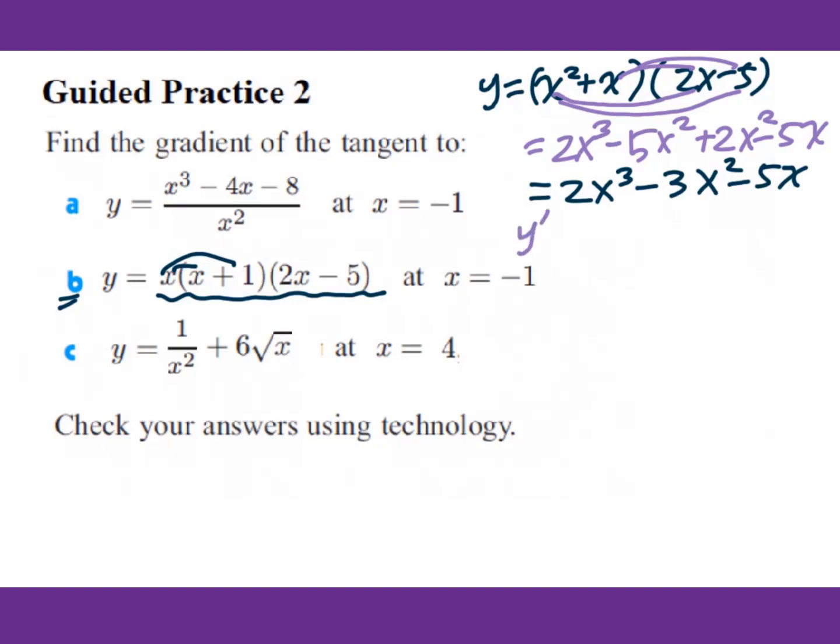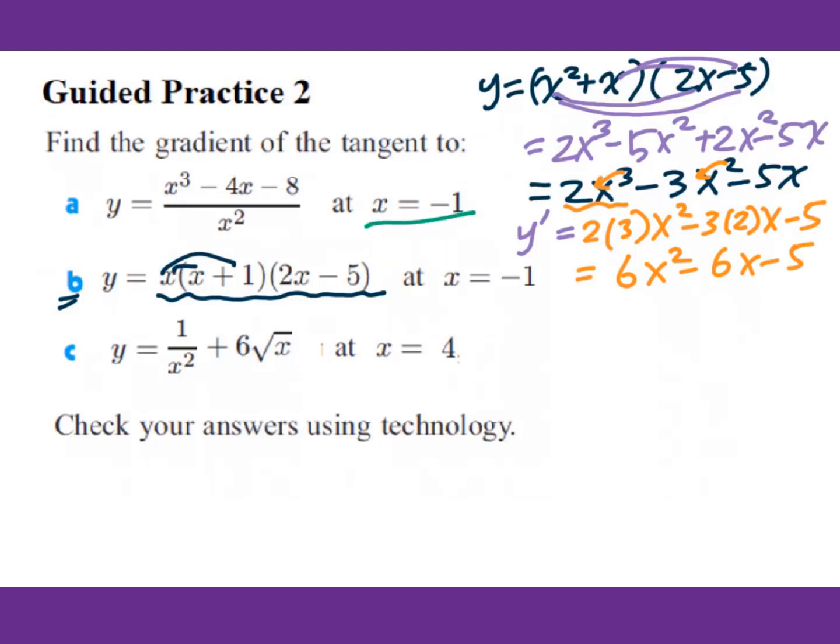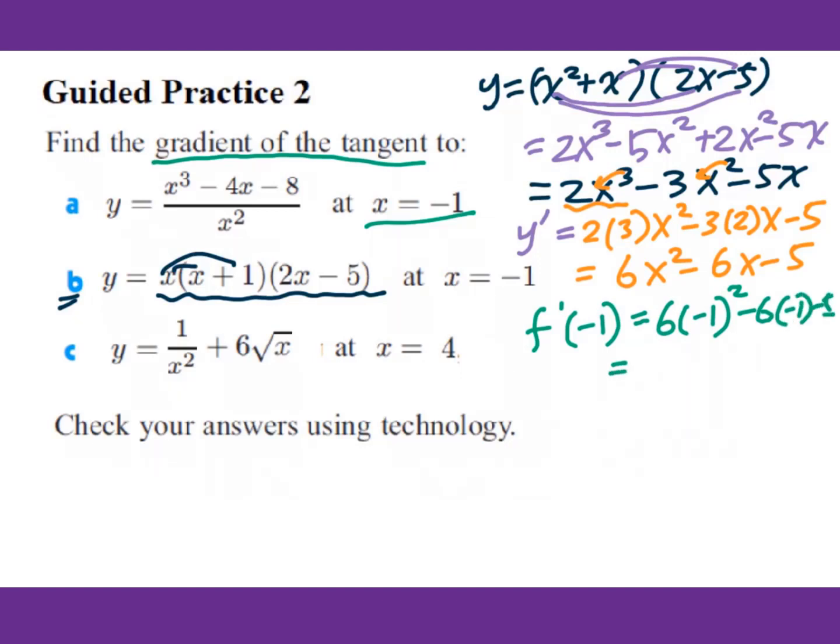Then the derivative for y, you will get, look at this, make 3 down, x squared, minus 3, 2 down, then x minus 5. Simplify: 6x squared minus 6x minus 5. We need to get the gradient of the tangent line, means we plug negative 1 into this derivative function. Therefore, you will get derivative of f of negative 1 equals 6 times negative 1 squared minus 6 times negative 1 minus 5. 6 plus 6 minus 5 equals 7.